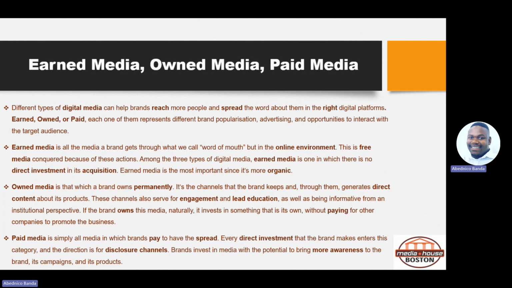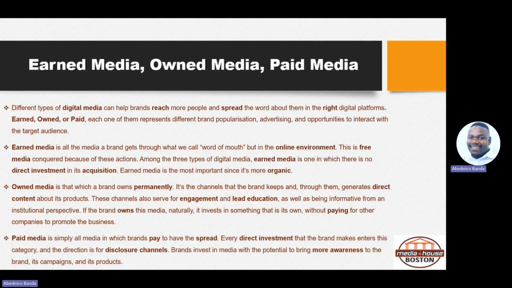So every direct investment that a brand makes enters this category, and the direction is for disclosure channels. Brands invest in media which potentially brings more awareness to the brand, its campaigns, and its product. You need to understand, though, guys, that paid media does not only involve monetary transaction. Sometimes paid media can be in the form of barter exchange.